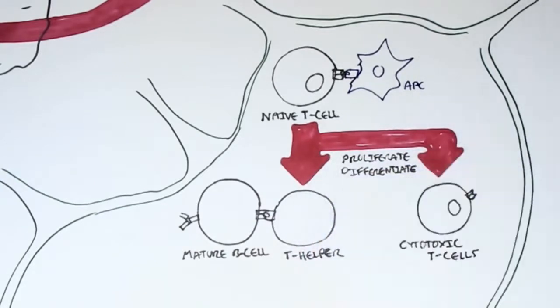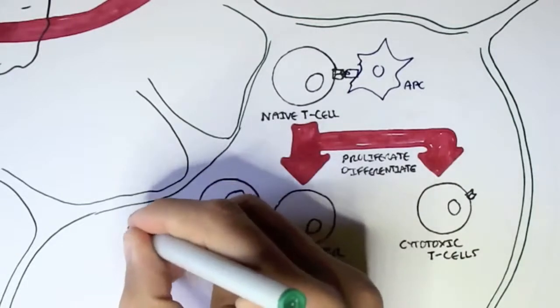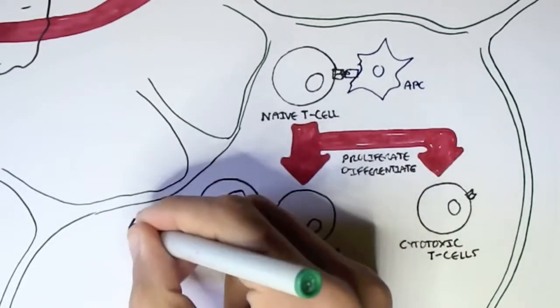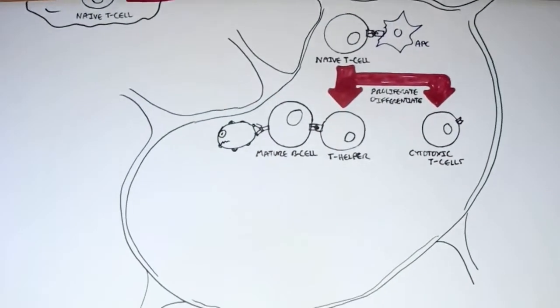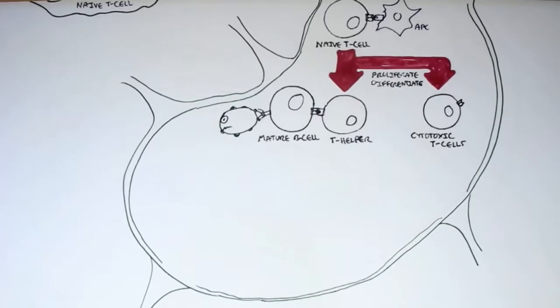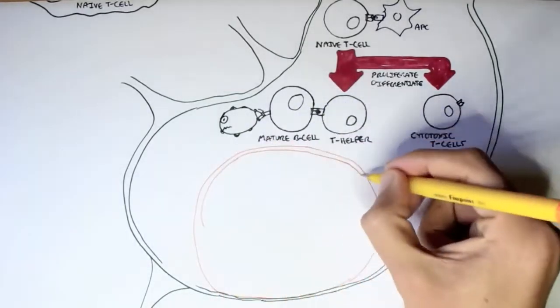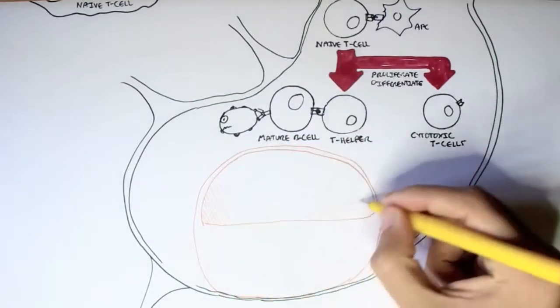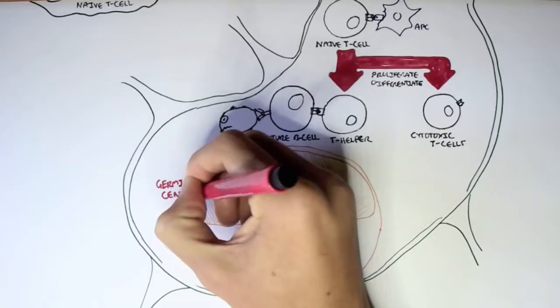The T helper cell can then activate the mature B cell, or alternatively, the mature B cell can become activated when it binds onto a pathogen, the antigen of the pathogen, or both. The T helper cell or the antigen of the pathogen can both activate the mature B cell. Now within the lymph node, there is an area called a germinal center. And the germinal center consists of a dark zone and a light zone.